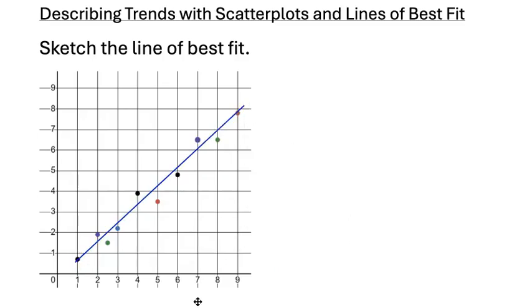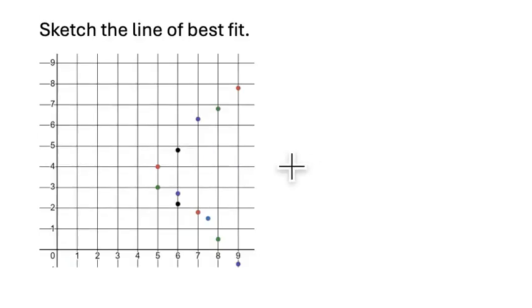This line of best fit slopes up and to the right. This one has two linear trends, one that slopes up from left to right and one that slopes down from left to right. So there's not one line that fits it well. So in this case, there is no line of best fit.